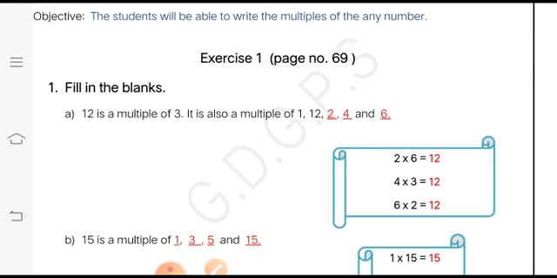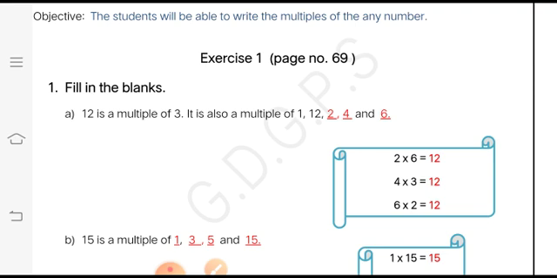And then one more fact was that multiples are always uncountable. We cannot count them. These are infinite. The way natural numbers are infinite, likewise multiples are also infinite. Now we have the fill in the blanks of exercise 1.